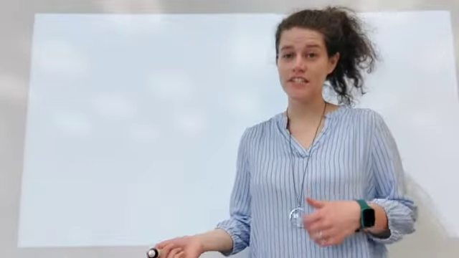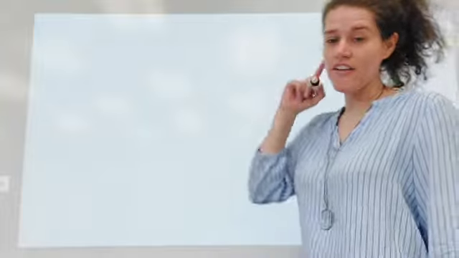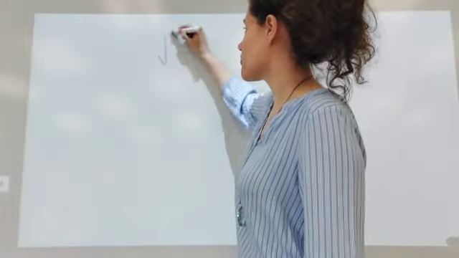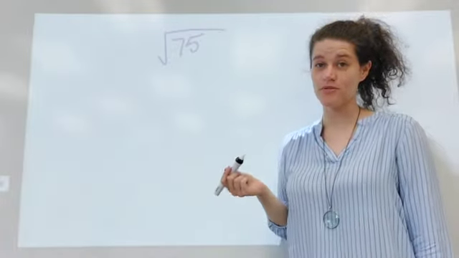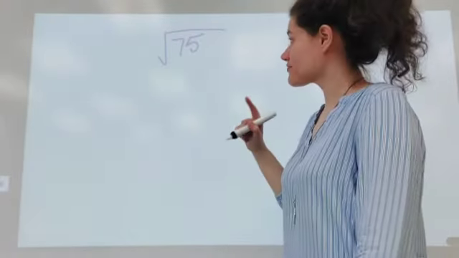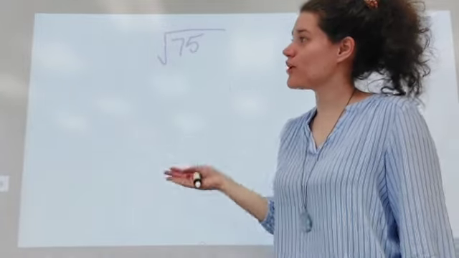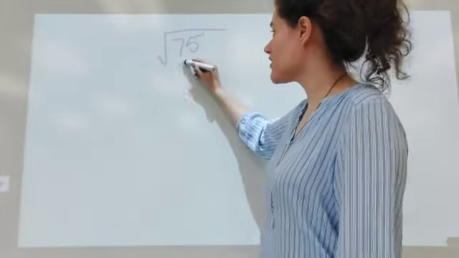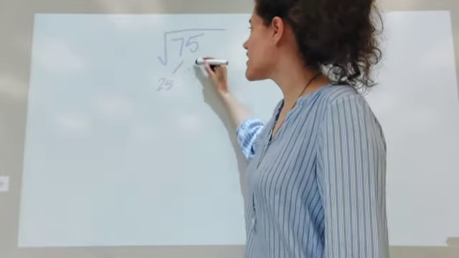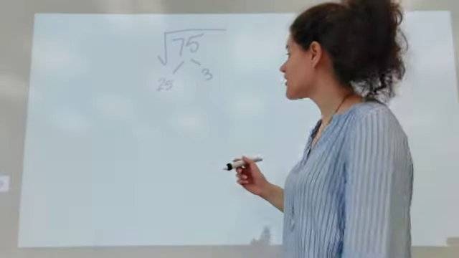First up, we're going to look at simplifying. We're going to have a few examples. So if I've got, let's do the square root of 75, and we are supposed to be simplifying it. Now, what you want to do is think about what numbers you know that can multiply together to equal 75. And I know that 25 times 3 equals 75.